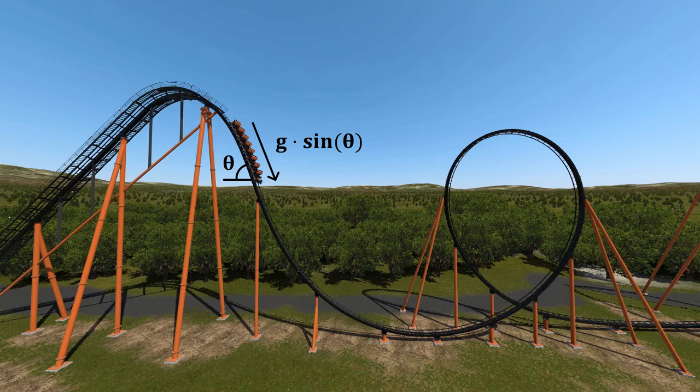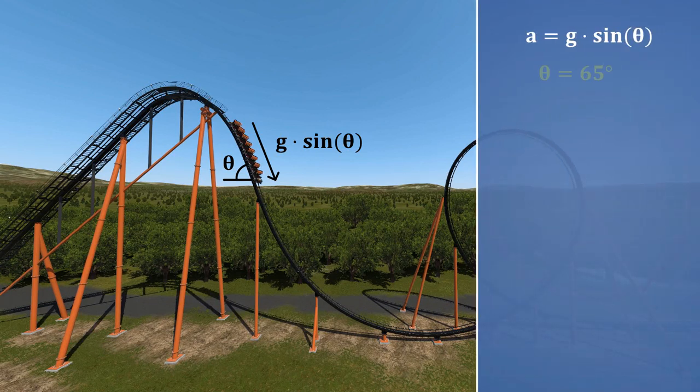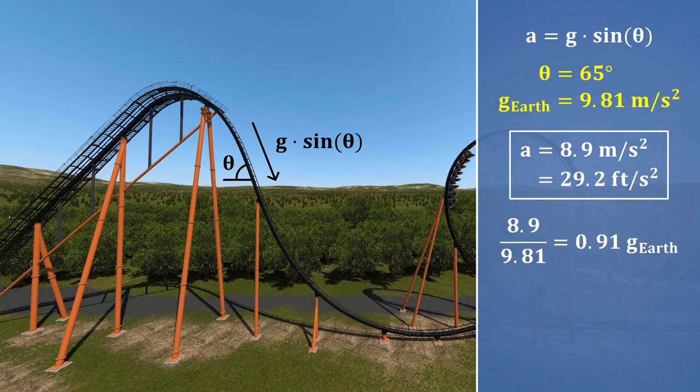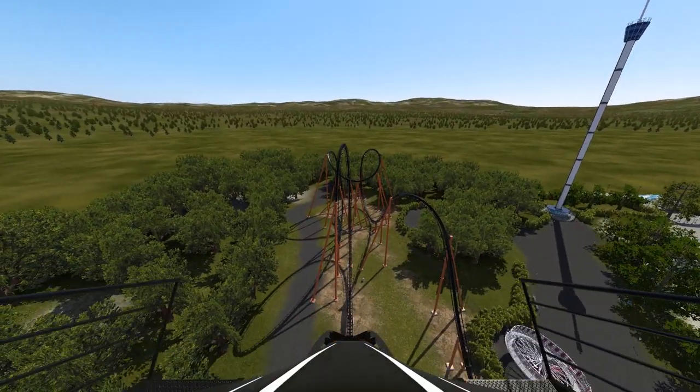For this coaster though, the maximum track angle is 65 degrees, and we can calculate the acceleration as 8.9 meters per second squared, or about 0.9 g's. At this rate, the train will take about 3.5 seconds to reach its top speed at the bottom of the drop, which would look something like this from the view of the passengers.